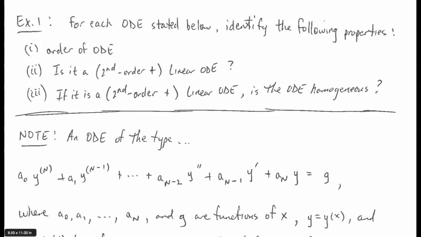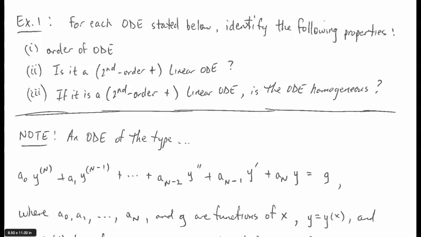So the first thing that we want to do is identify the order of the ordinary differential equation. We want to say, hey, is it first order, second order, third order, whatever. Okay. Once we know that, we want to know, is that second order or higher ordinary differential equation what we call a linear ordinary differential equation? Okay. If it is, then we want to know, hey, is that second order or higher linear ODE going to be homogeneous? Okay.